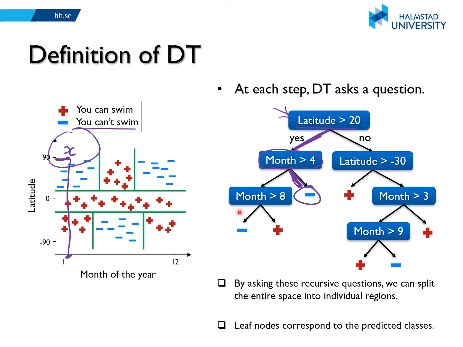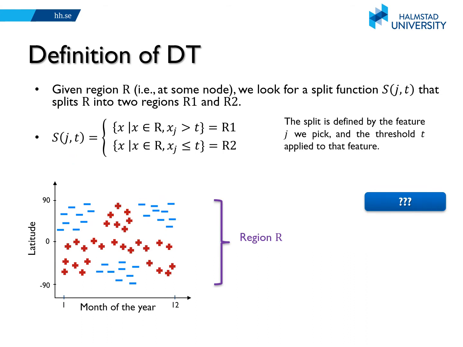But now let's see how to construct such a decision tree based on a training dataset. So let's start with the root node. This corresponds to the entire region initially. And given this region, we want to ask a question here that allows us to split this region into two more regions. So we are looking for a split which depends on a feature j and a threshold t that allows us to split the region R into two more regions. Let's call them R1 and R2.